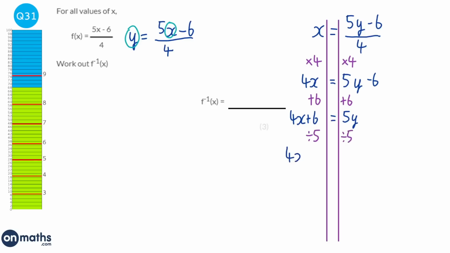So we've got (4x + 6) over 5 equals y. And we use y as a replacement for the inverse function of x. So we're just going to say the inverse function of x, which is what that minus 1 means. It means inverse, equals (4x + 6) over 5.